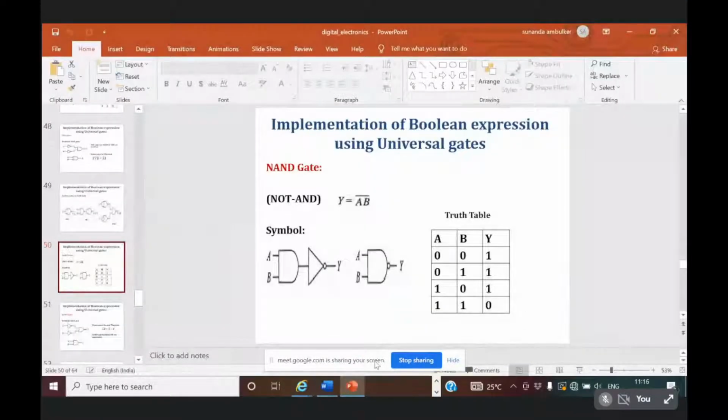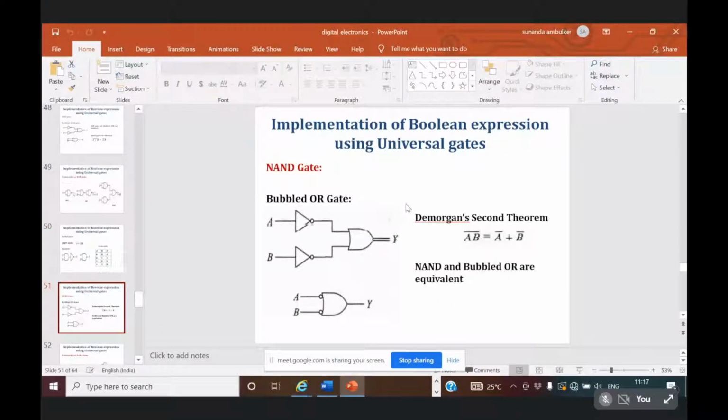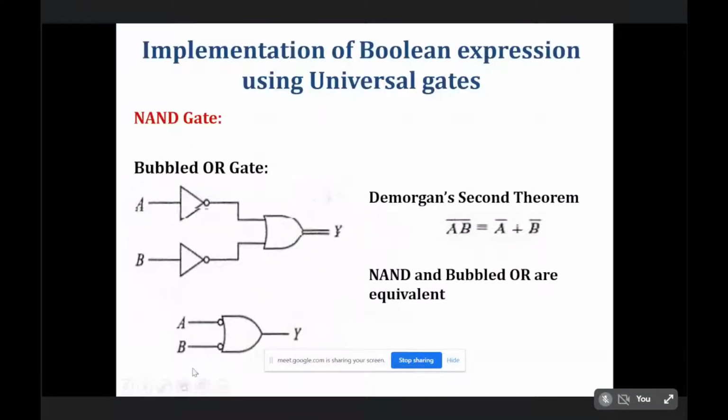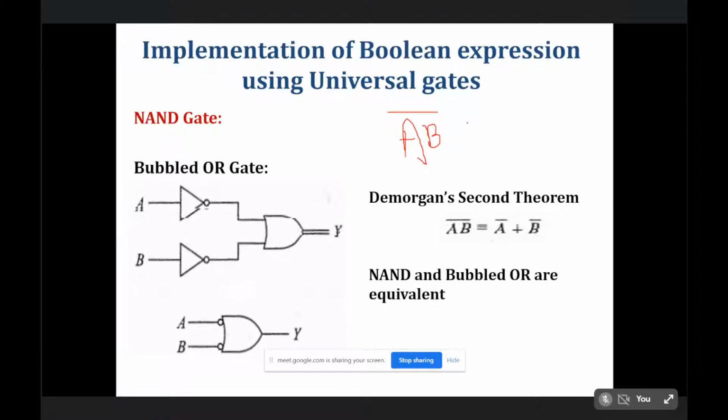Okay, so here we know that if the NOT gate is used after the AND gate, that will be the NAND gate. That is the NAND operation. One more thing is that after applying De Morgan's theorem, we see, according to De Morgan's theorem, what happens? A B the whole bar, this will make the NAND, which equals A bar plus B bar.